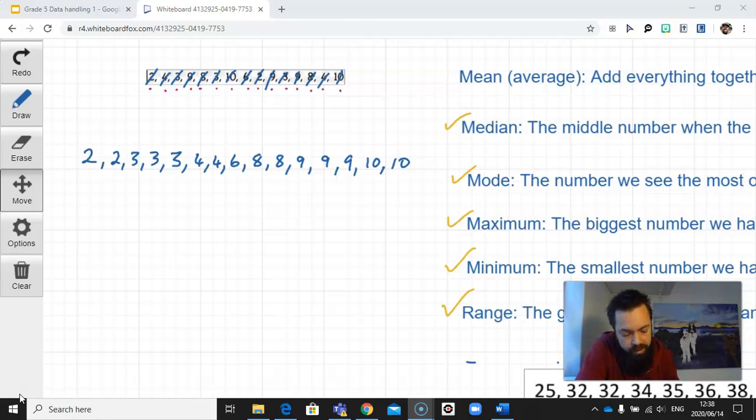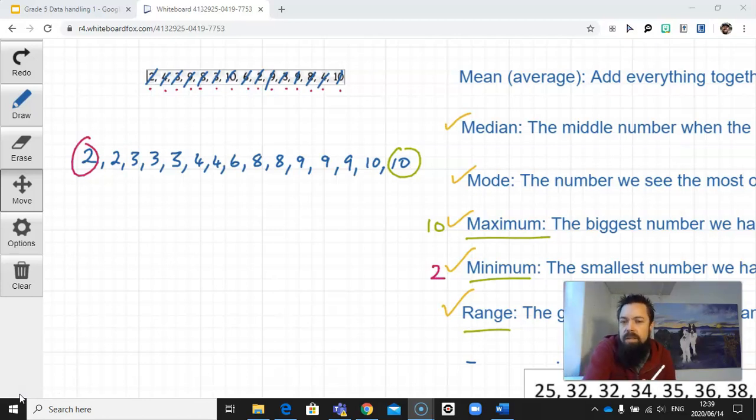Okay, so the first one I'm actually going to look at is the median. So the median is the number in the middle. Actually, no. I think let's start off with the easier ones. I'm going to start off by looking at the maximum, the minimum, and the range. So maximum means the biggest number I have. And now that I've put them into order, that's quite nice and easy to see. It's just the number at the top. So my maximum is 10. My minimum is also quite easy to see. It's the smallest one, which would be the one on the left. So my minimum is 2.